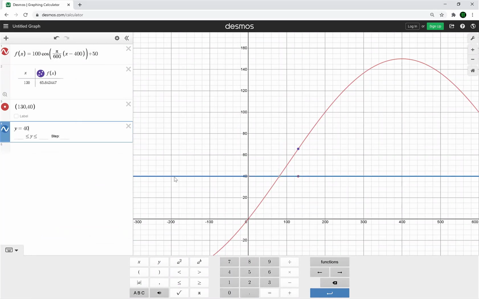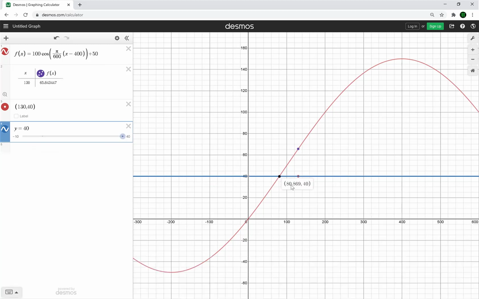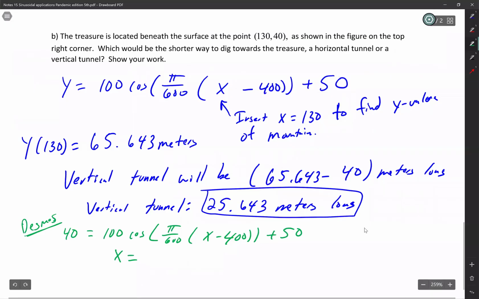And check it out. There's my y equals 40 line. Beautiful line. And then there's the intersection. I just click on it. Oh, look at that. It gives me an x value of where it intersects. What's that x value? 80.869. Write that down somewhere. So now I'm going to go back to my paper and write x equals 80.869. That is not the length of the horizontal tunnel.